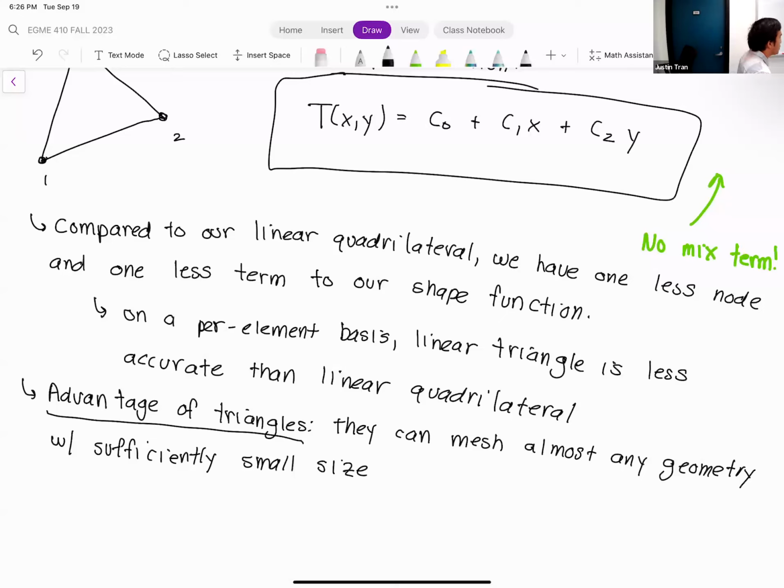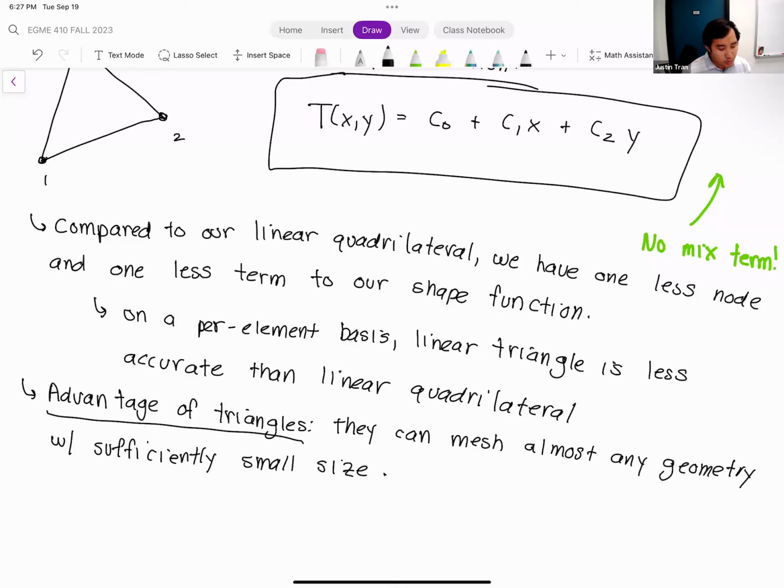But of course, that comes with a downside: on a per element basis, they're less accurate. Generally speaking, the triangular elements don't fill the space as well. And so it's going to take you more time and more elements to fill the space. So if you end up using triangular elements, you're going to end up paying more computational cost, because it takes more elements and more computations to solve the same simulation compared to rectangular elements. Okay. But that is very nice.